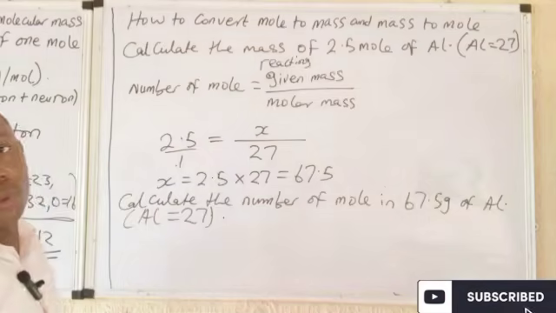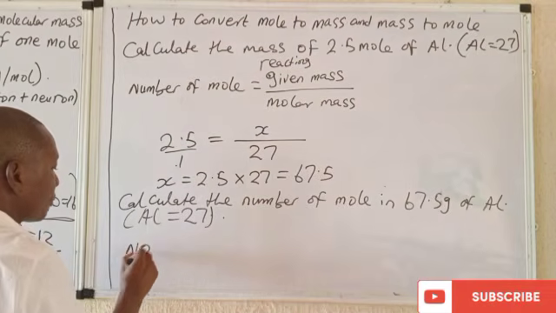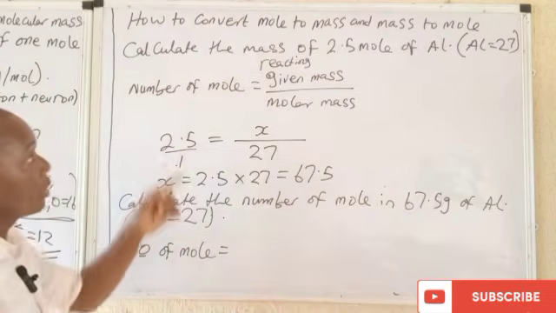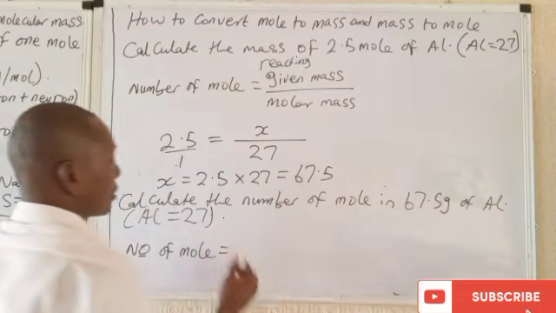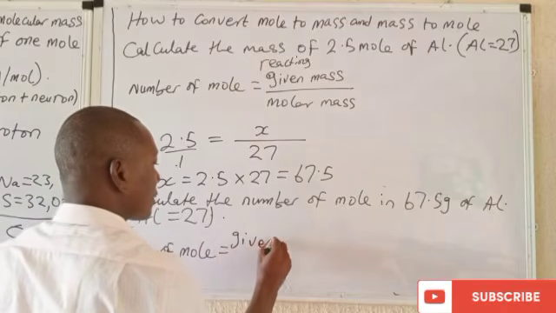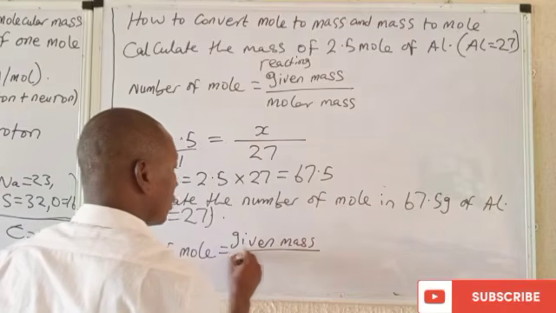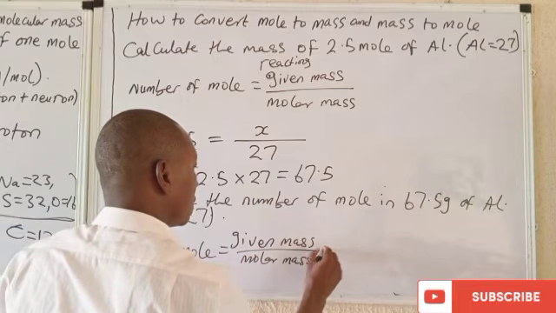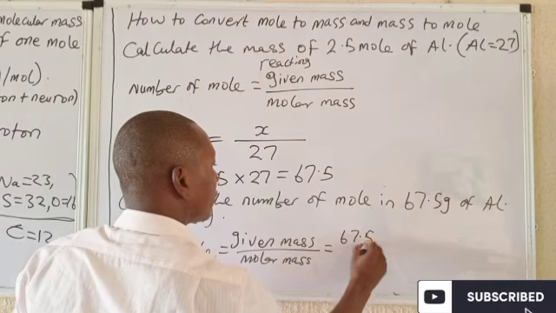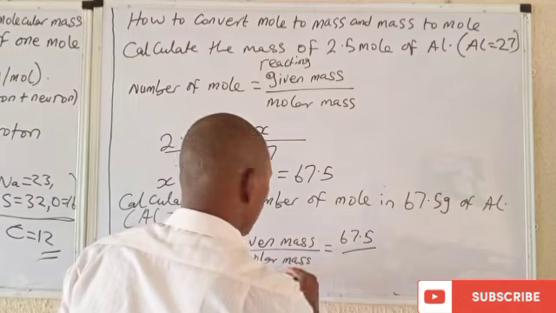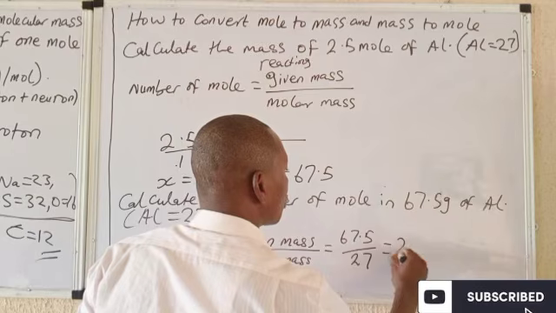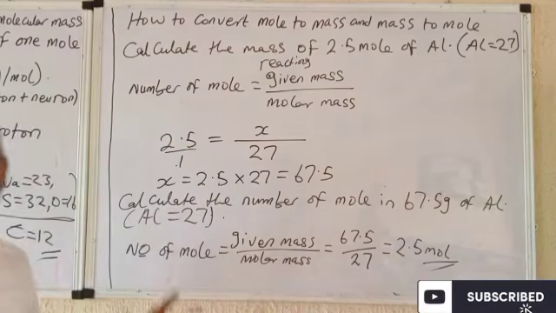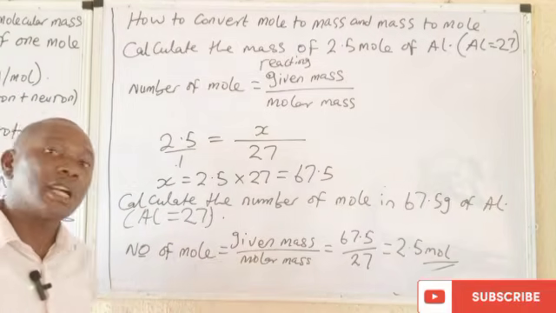Now in this case, the number of mole is equal to, the formula is given mass, the mass that we are given, all over molar mass. That is 67.5 all over 27, and our answer will be 2.5 mole. So you can easily convert from mole to gram and from gram to mole.